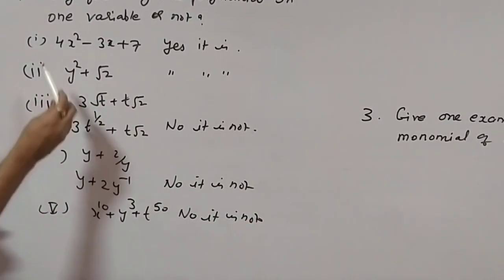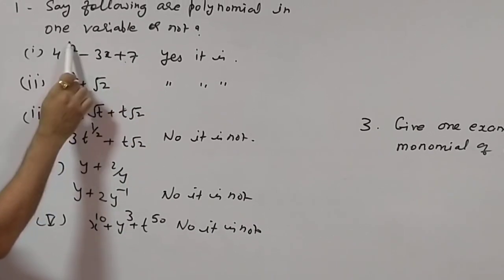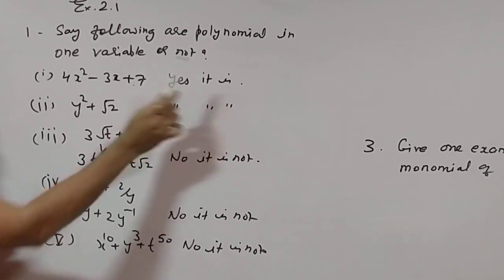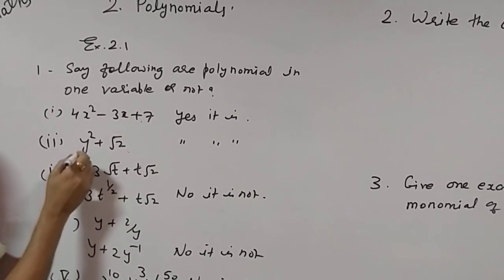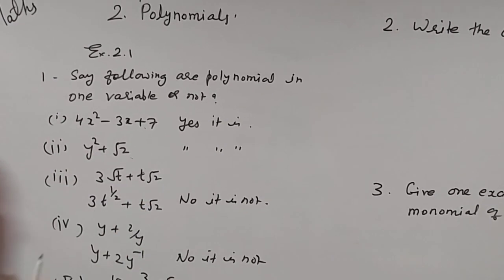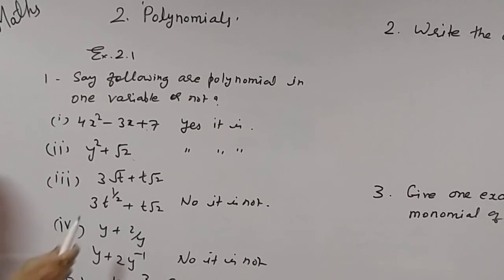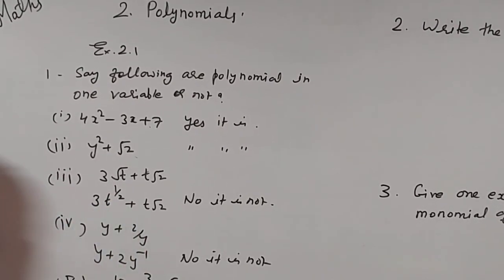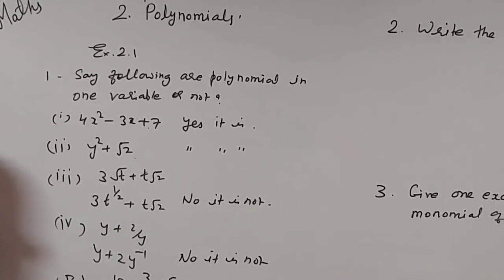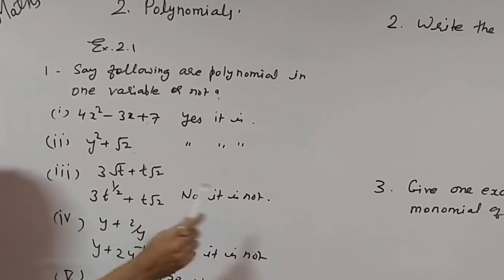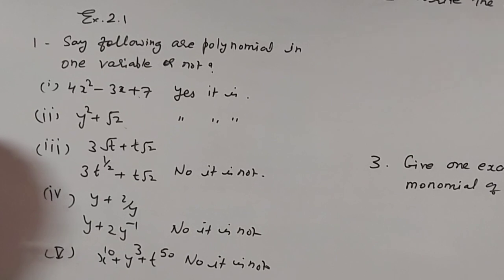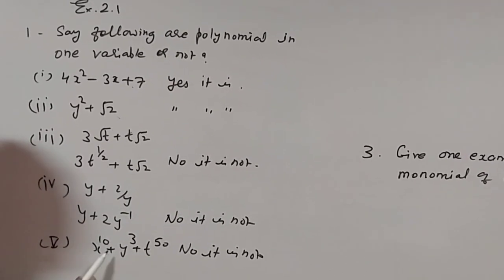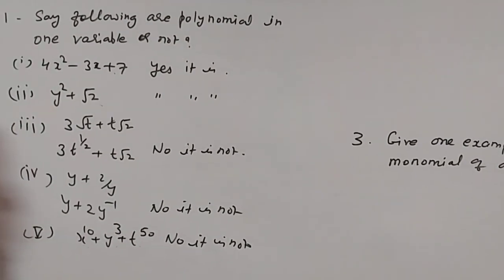It means what? If all are the same variable and the degree is positive, then it is a polynomial. Y square plus root 2. Here also the degree is positive and only one variable is there. It is a polynomial. Here the degree is root t, which means t raised to half, and the degree is a fraction. Then it is not a polynomial. Degree is negative, then it is also not a polynomial. Here there are different variables x, y and t, then it is also not a polynomial.